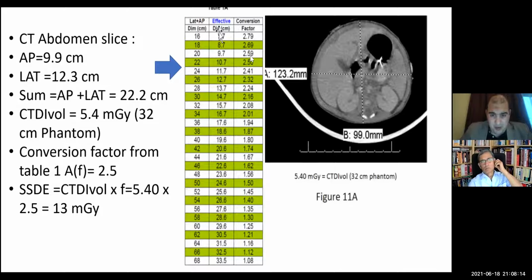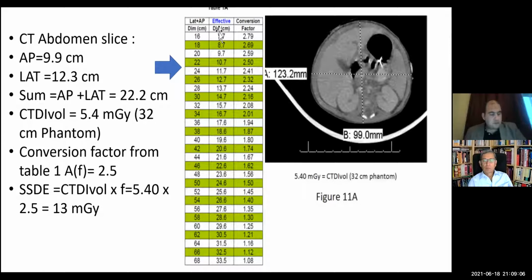After that, we can use this factor and multiply CTDI volume times the conversion factor to give us the size-specific dose estimate for this patient. So now, after scanning the patient, you have to select the greatest dimension slice and measure the AP and lateral dimensions for this slice. After that, go through AAPM report number 204 to get the conversion factor related to the dimension you measured, get your CTDI volume from your summary page, and multiply the conversion factor times CTDI volume to give you the size-specific dose estimate.